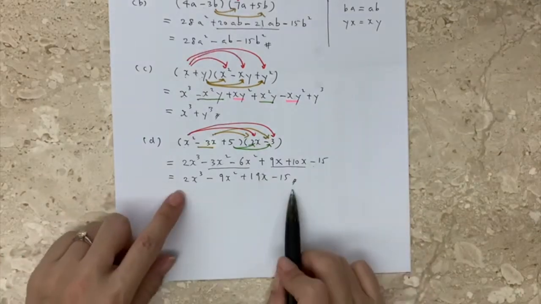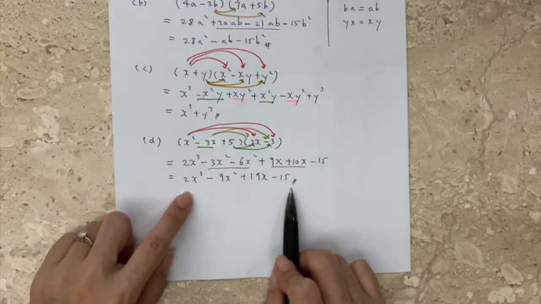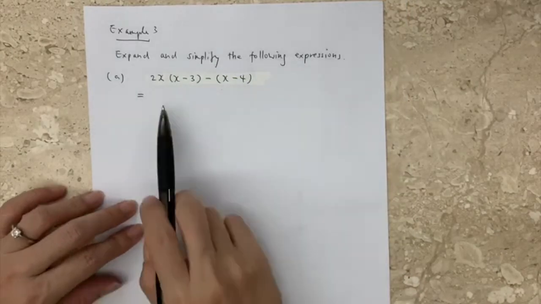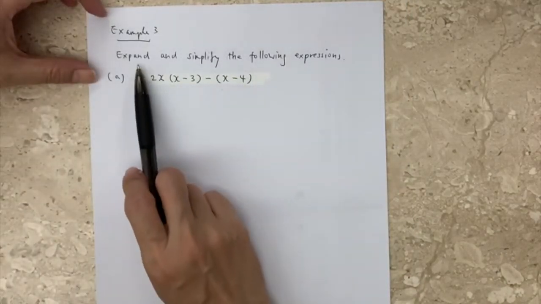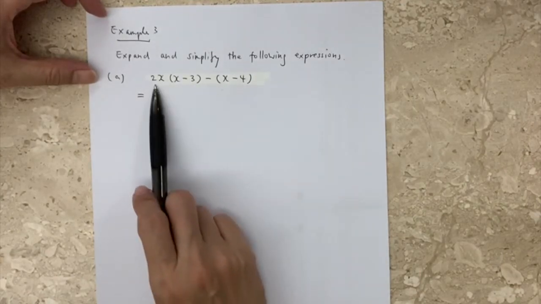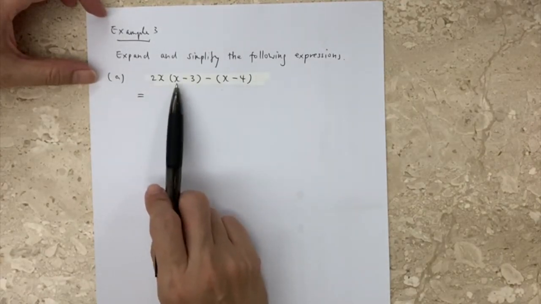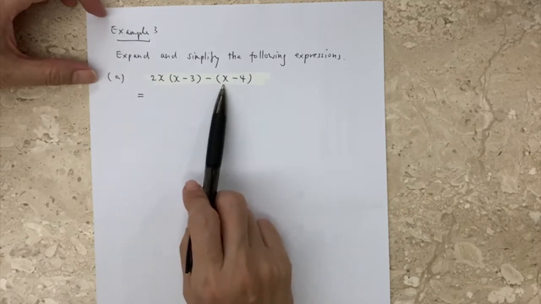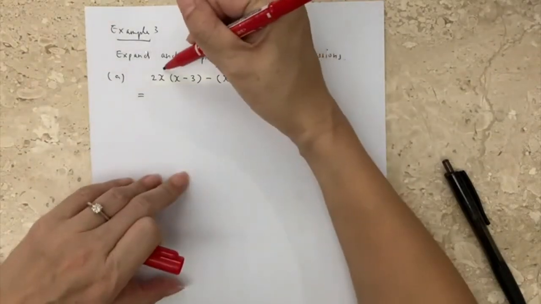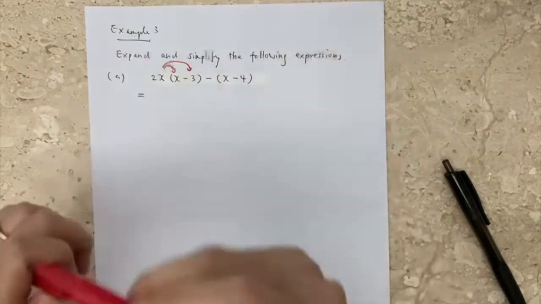Alright, so this is another example for expansion, which is the same as multiplication of polynomials. Here we have example 3. We do expansion and after that simplify the expression. So here is 2x times the whole thing, x minus 3, and then minus another polynomial. So the first thing, we do expansion in this way.